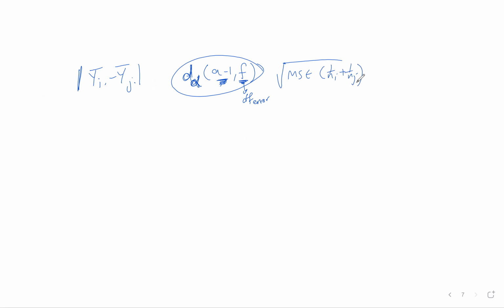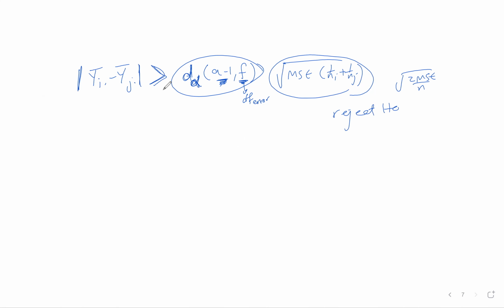If they are equal, Ni equal Nj, if it is a balanced design, this will be the square root of 2 MSE divided by little n. And he said, if this absolute value is greater than this, reject H0. Otherwise, fail to reject H0. What is H0? Mu i equal mu j.